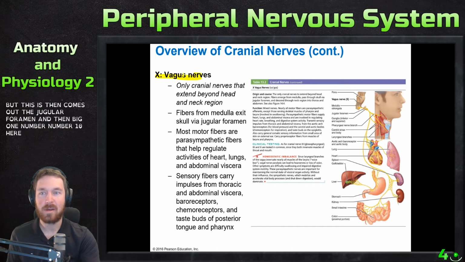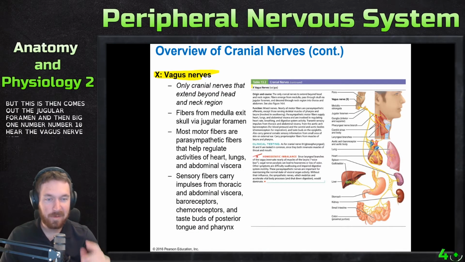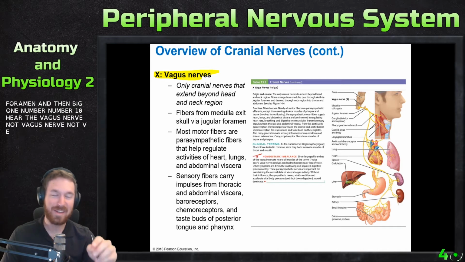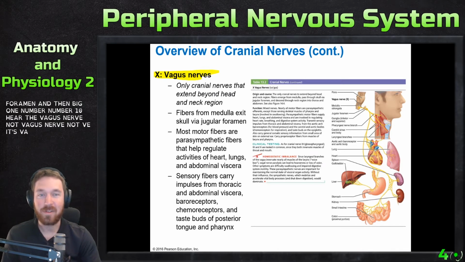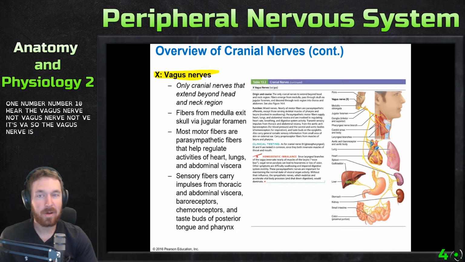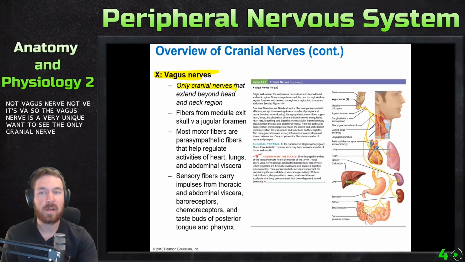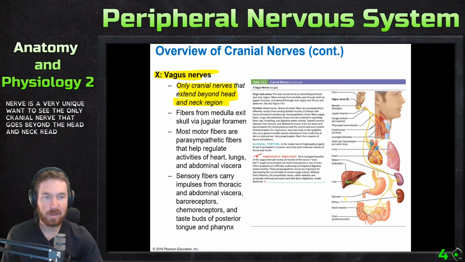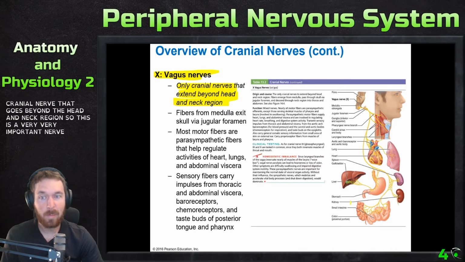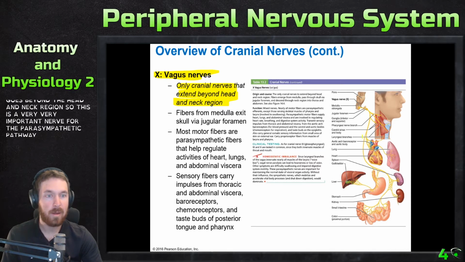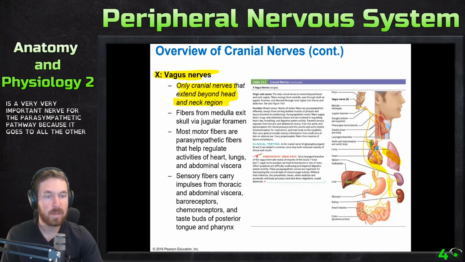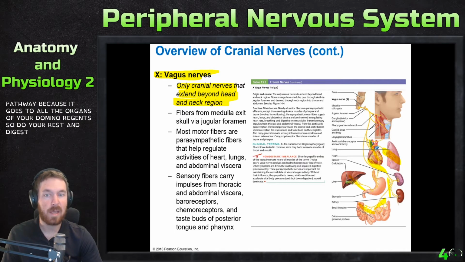Now, a big one, number 10 here, the vagus nerve, not VE. It's VA. So the vagus nerve is a very unique one. It's the only cranial nerve that goes beyond the head and neck region. So this is a very, very important nerve for the parasympathetic pathway because it goes to all the organs of your abdominal regions. So your rest and digest state. This is a very important one.